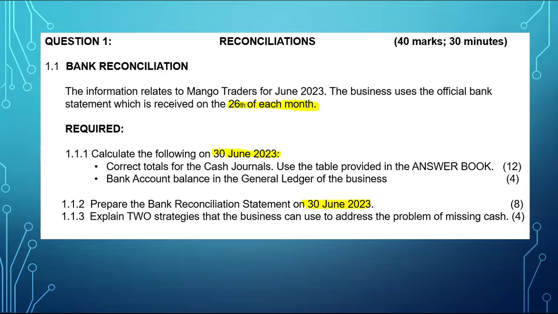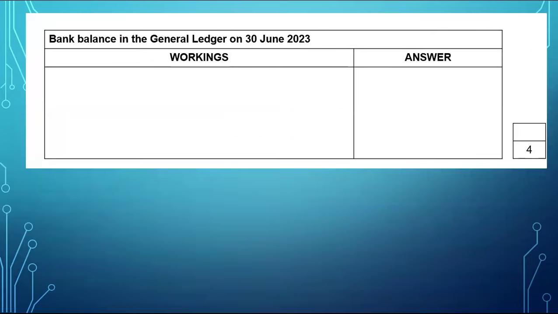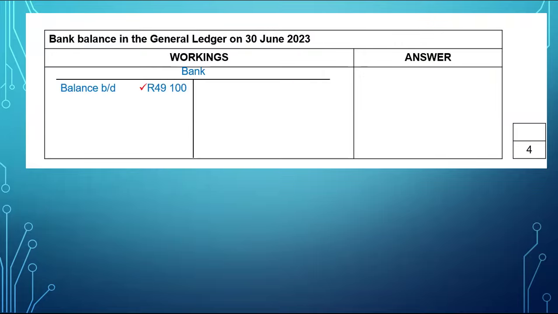This one is similar to the June bank reconciliation statement. The last one, 1.1.3. All right. Basically, this 49,100 will be the opening balance in the bank account for June. So we have our bank account on the debit side because they said it's favorable. Our balance brought down will be 49,100.